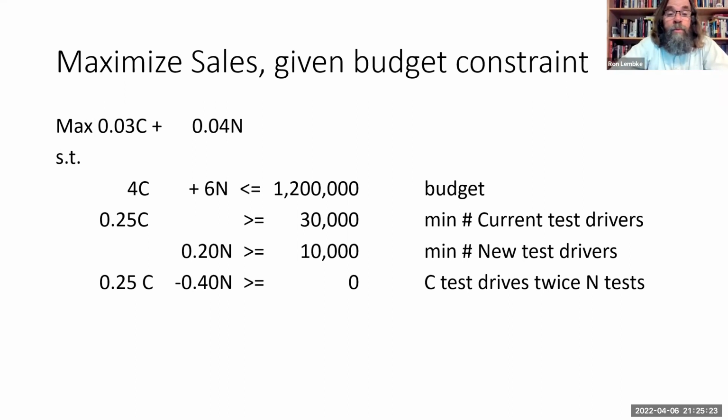0.03 times C plus 0.04 times N. That's our objective function. Then subject to these constraints: 4C plus 6N is less than or equal to $1.2 million. 0.25C is greater than or equal to 30,000. 0.2N is greater than or equal to 10,000. 0.25C minus 0.4N is greater than or equal to 0. Now, what I did not write down there, but I perhaps should have, is that we do have non-negativity constraints here. The number of customers we reach out to cannot be less than 0. Either the current or the new customers cannot be negative.